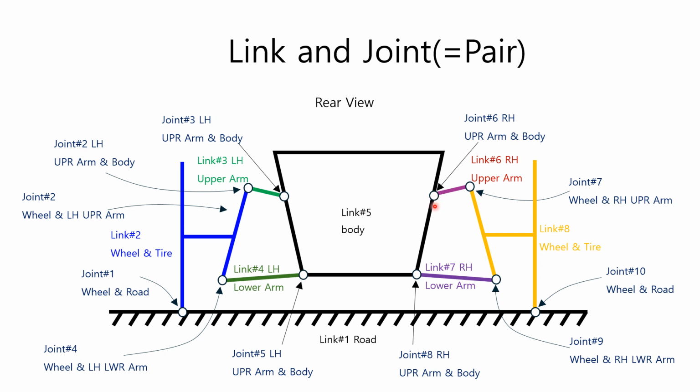Looking at the right side, the point where the body meets the right upper arm is joint 6. The point where the right upper arm meets the right wheel is joint 7. The point where the body meets the right lower arm is joint 8. The point where the right lower arm meets the right wheel is joint 9. Finally, the point where the right wheel meets the road is joint 10. As shown, the double A-arm suspension has 10 joints.